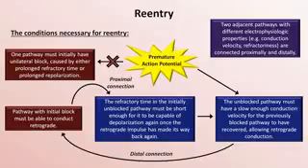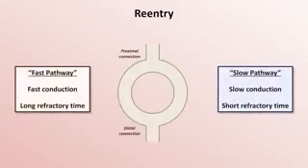All of this may have seemed a bit confusing to follow, so let's take a look at a simple animation for clarity. So this will represent our two pathways with a proximal and distal connection. The so-called fast pathway has fast conduction velocity and long refractory time. The slow pathway has slow conduction velocity and short refractory time.